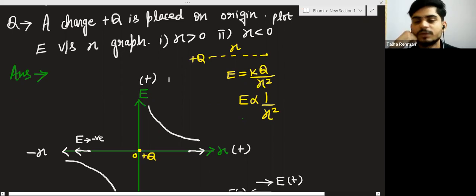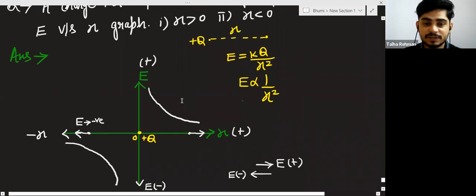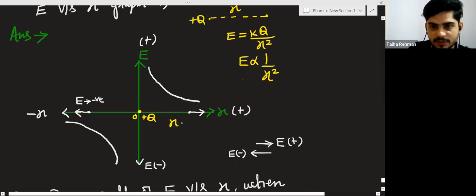If you have the confusion in sign and all that, you can learn the graph. Like for the positive charge placed at origin, the graph will be like this. For x greater than 0, this is x greater than.